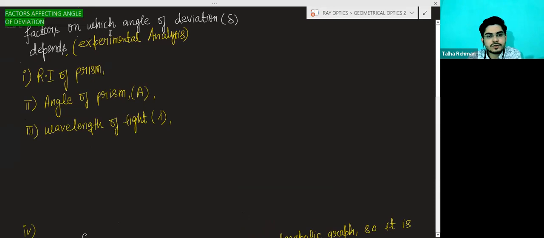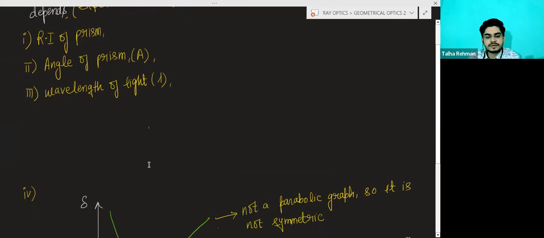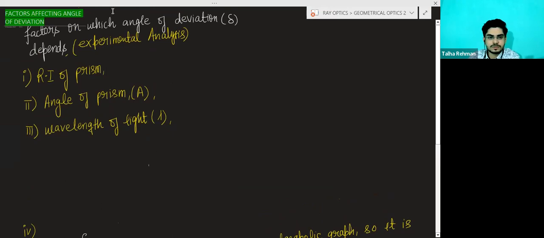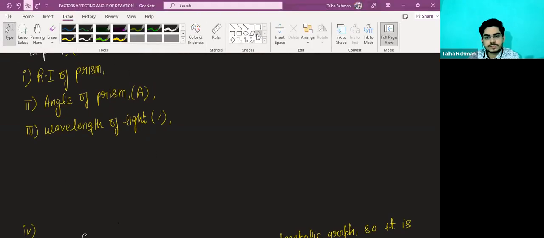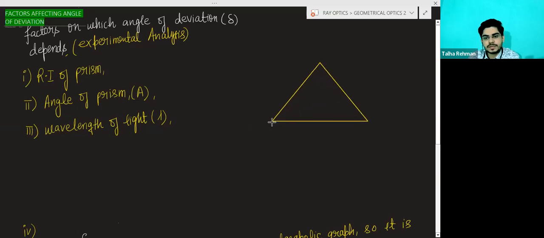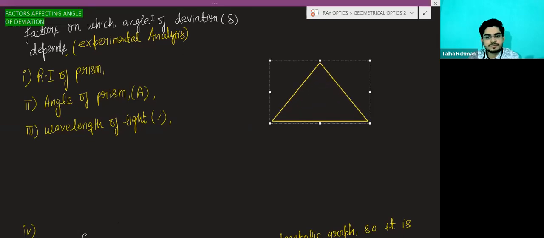You can see here the factors on which the angle of deviation depends. This is the experimental analysis. First, the refractive index of the prism. Suppose you have this prism here.